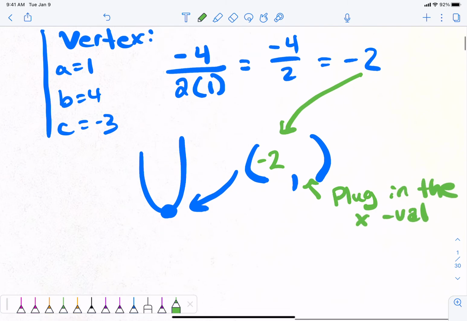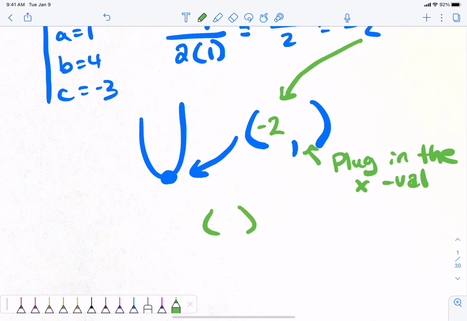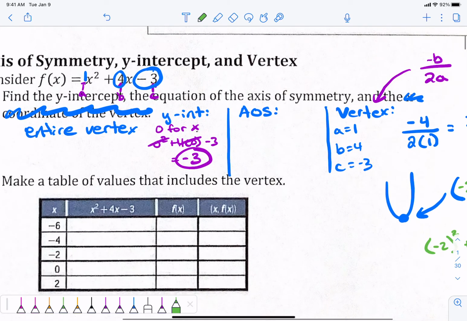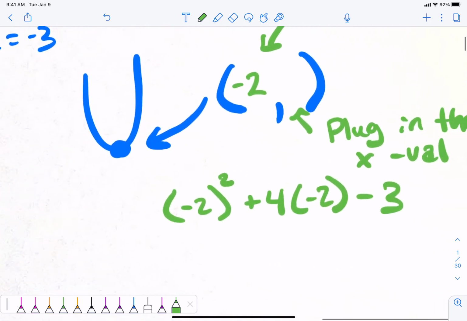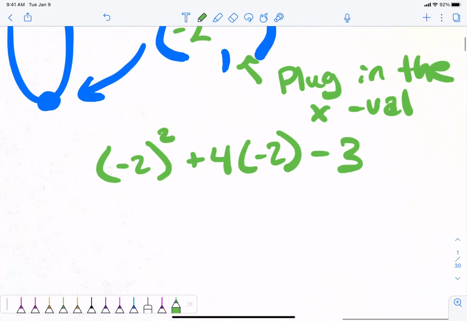So my function was -2 squared plus 4 times -2 minus 3. We're plugging that -2 in. Okay, hold on. -15? No, it should be -7. I said -7.